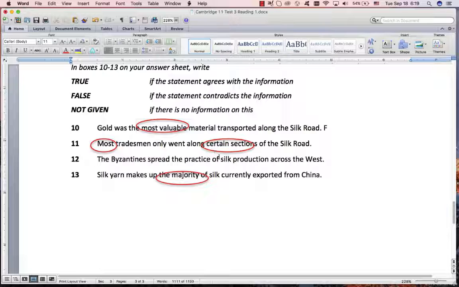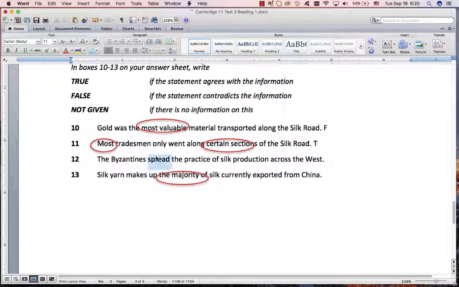Think about it. It should be quite straightforward. That means that is true. Not many of them went along the whole thing. Most of them went along parts of the road.